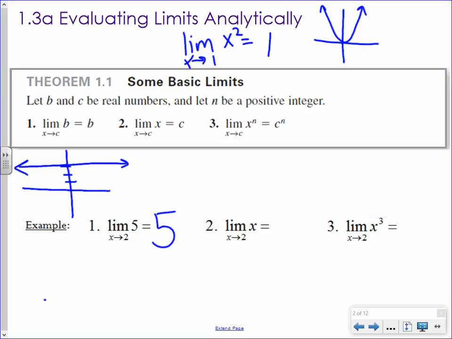The limit as x approaches 2 of x. All we have to do is, as x approaches 2, plug 2 in for x. That is 2. The limit as x approaches 2 of x cubed. Larry, any guesses? 8. Okay, yeah, all we have to do is plug 2 in for x, and we get 8.